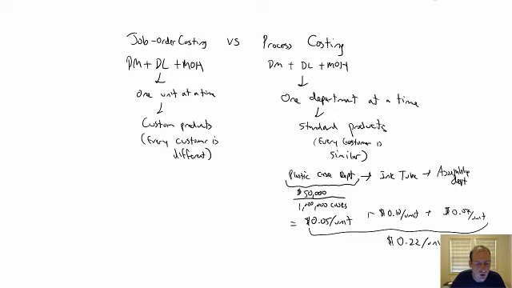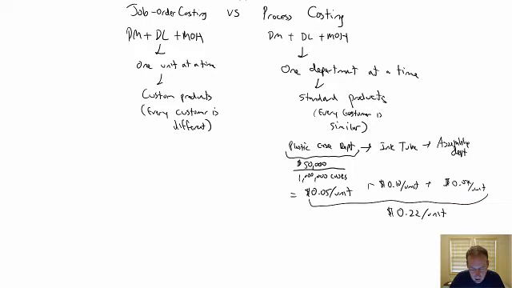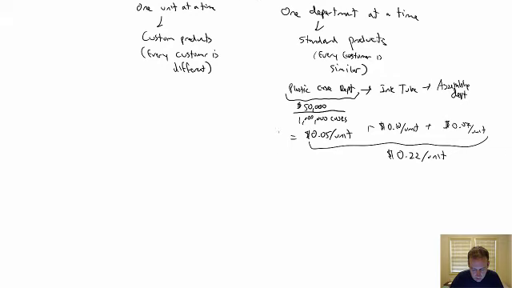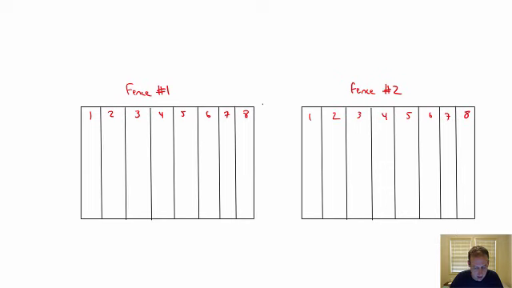One final concept about process costing that's really key to understanding it is the concept of equivalent units. So when we decide our cost per unit, we don't actually get a cost per unit. We get something called the cost per equivalent unit. And I want to highlight that concept with just a quick example.